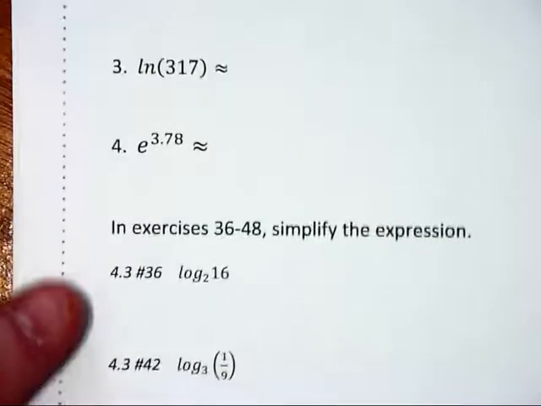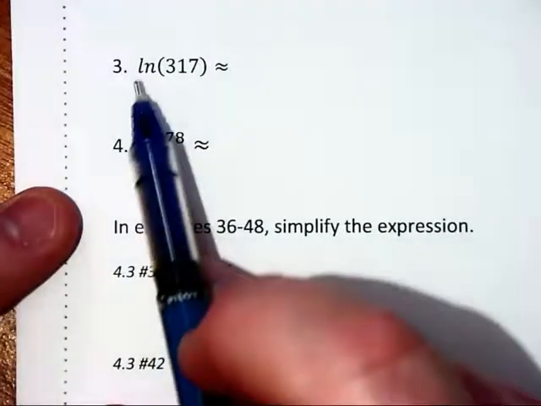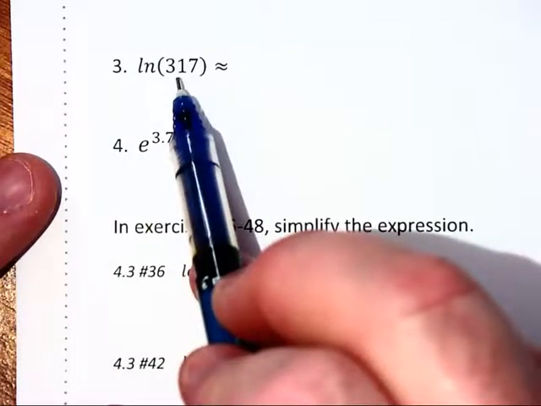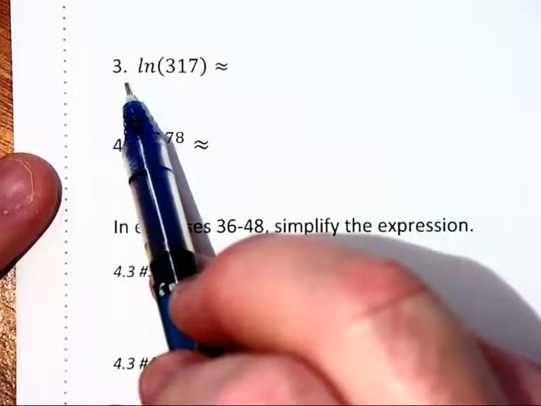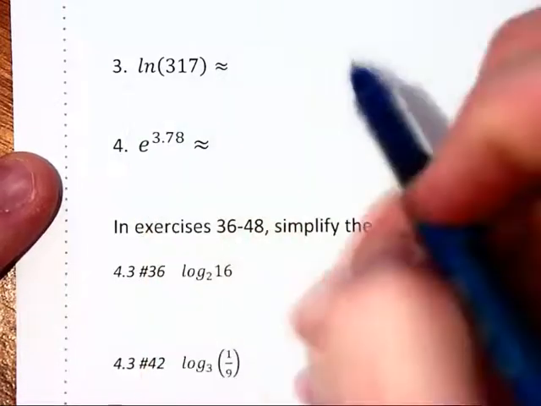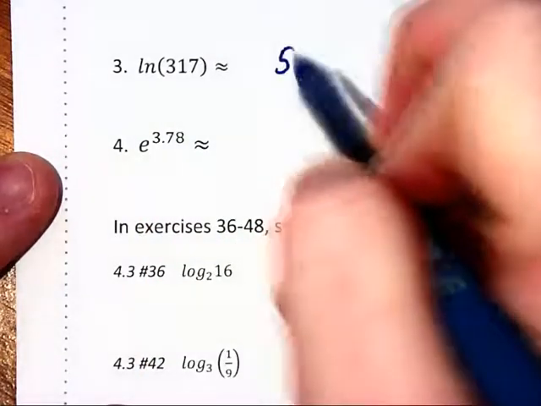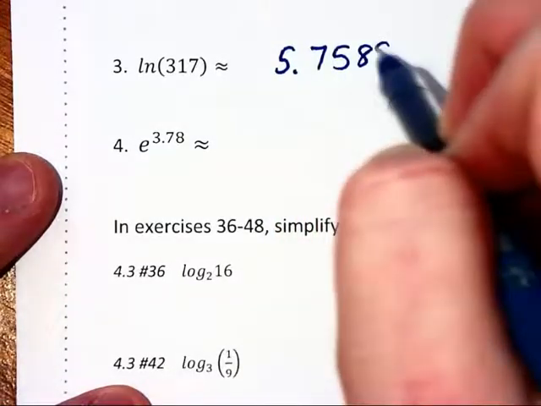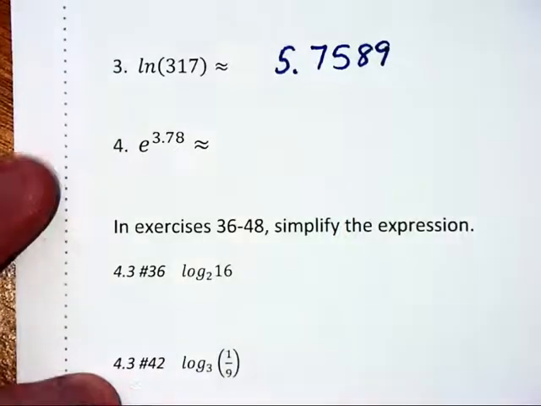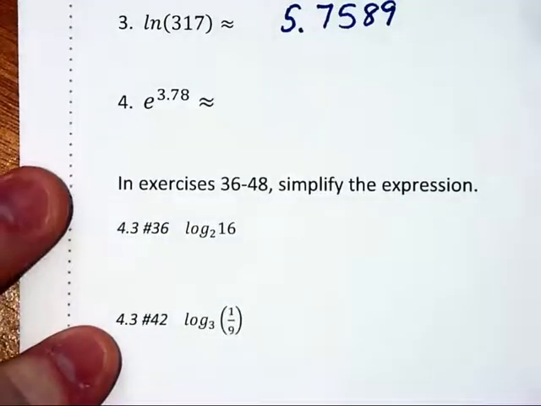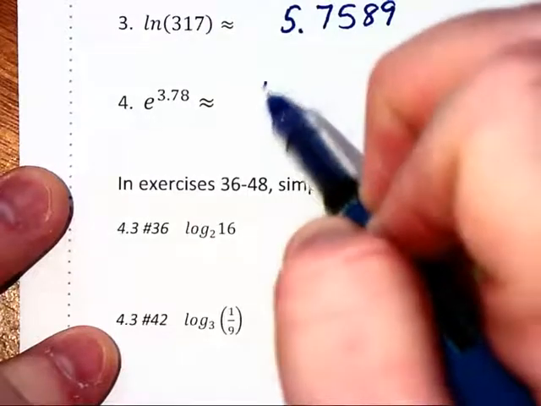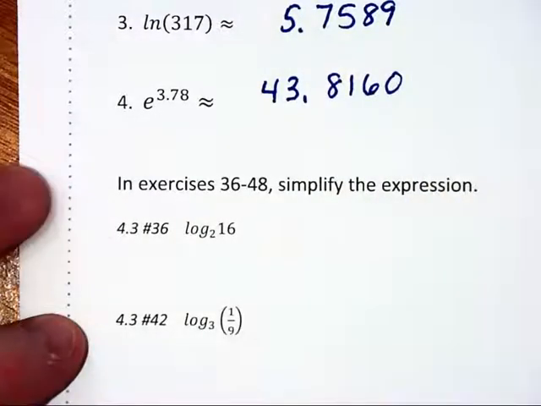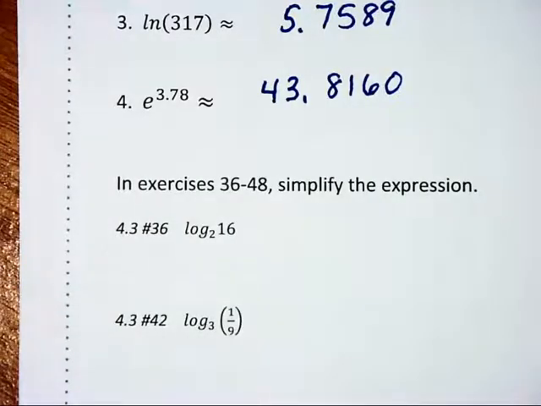For natural logs, some of you will hit your natural log button, then type in 317. Others of you will type the 317 first and then hit the natural log key. It just depends upon your calculator. The answer here is going to be 5.7589 when you round this to 4 decimal places. And this last one, and you really do need to check this, is going to become 43.8160 when you round that to 4 decimal places.